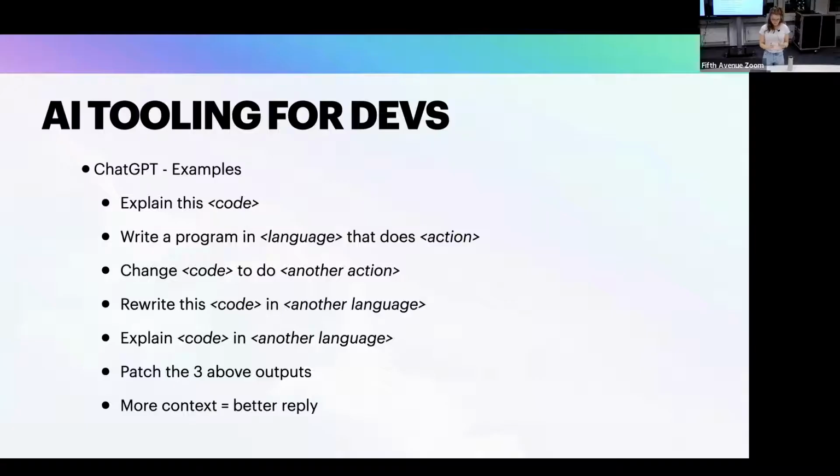So explain, write this program that does this specific thing, change this action to another action, rewrite languages, explain in another language, patch the 3 outputs, right? It gave you output A, it gave you output B, functionality C. Now make them work together. So maybe make the parameter names be the same and things like that. And more context gives a better reply.